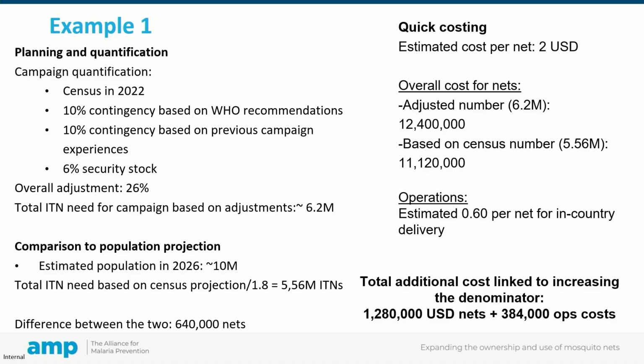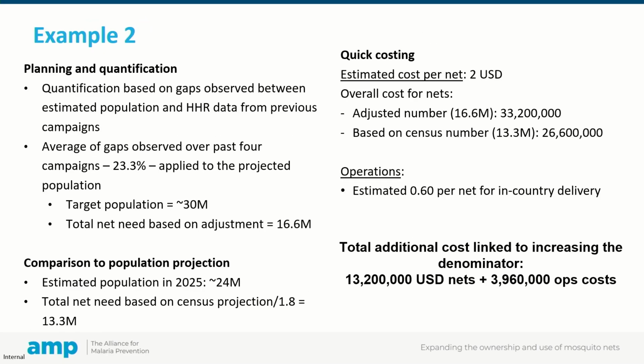I did a really just kind of conservative costing. So the total additional cost linked to that is in the bottom right. You don't have any money, guys. So we can't just increase by 26%. Example 2, a little bit worse, and country may be in the room.